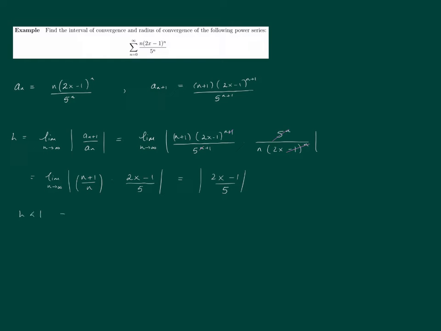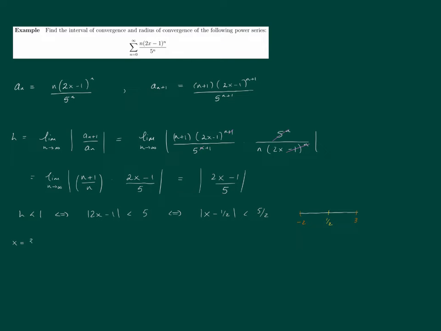And that tells us L is less than 1 if and only if the absolute value of 2x minus 1 is less than 5. Just bringing the 5 up. And that's the same as the absolute value of x minus a half being less than 5 over 2. So to draw this interval, we have a half at the center, and we go 5 over 2 to the right, and we land at 3. We go 5 over 2 to the left, and we'll get to minus 2.